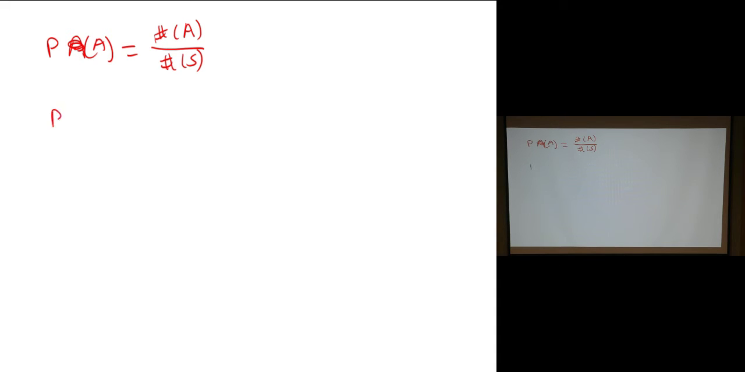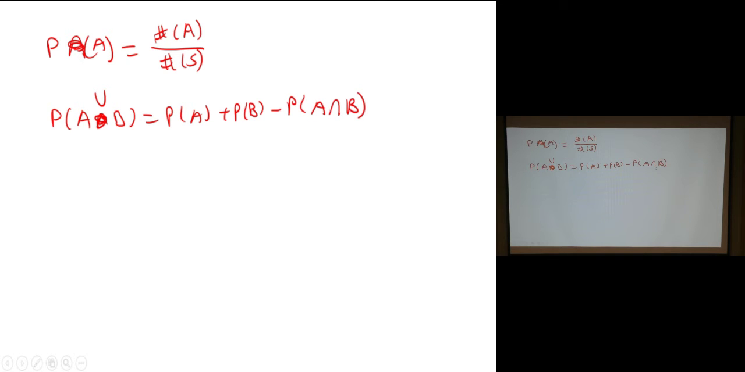Then we start with this probability. So probability of A union B is equal to probability of A plus probability of B minus probability of A intersect B, because these two parts double count the probability of A intersect B. And if A is a subset of B, that means the number of outcomes in A is less than the number of outcomes in B, then probability of A is less than or equal to probability of B. Okay.